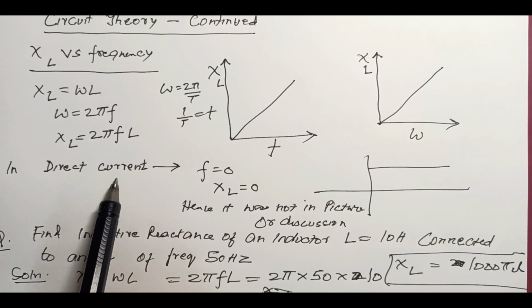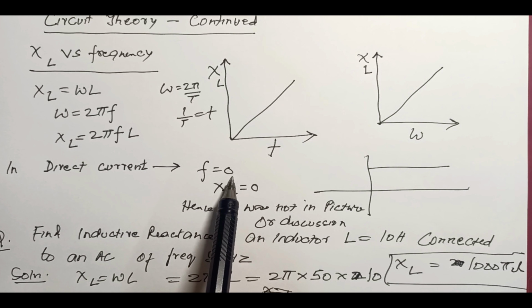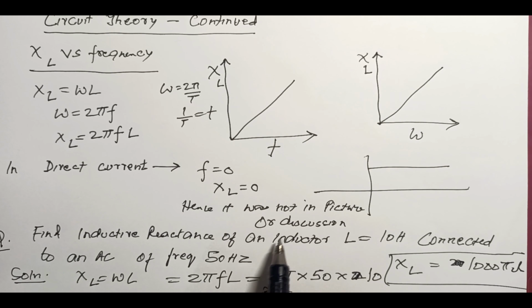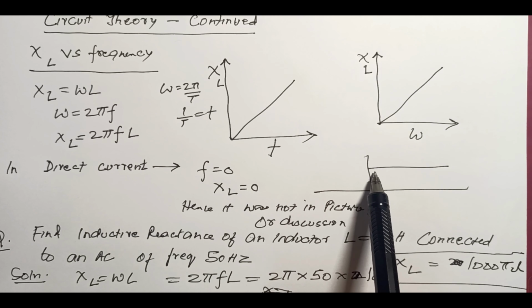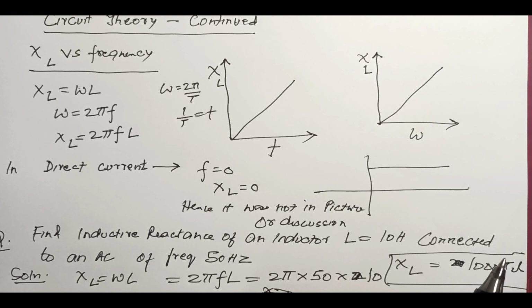If we talk about direct current, frequency was 0, so XL is also 0, and hence it was not in the picture or discussion. Because direct current was straight, it was not positive or negative, it was not alternating, right? It was straight. So this clears it. Now let's quickly do one question.